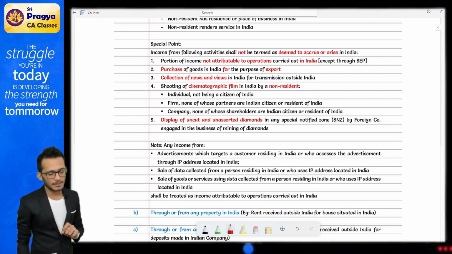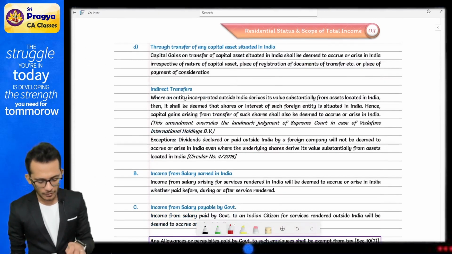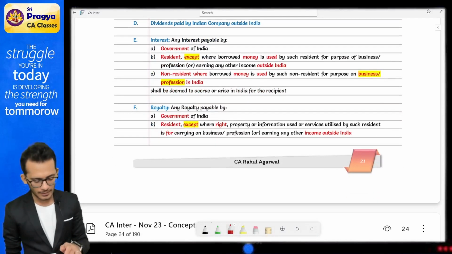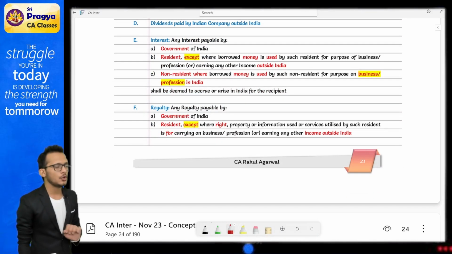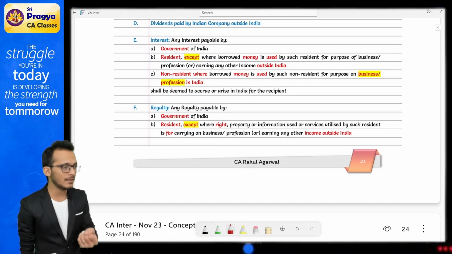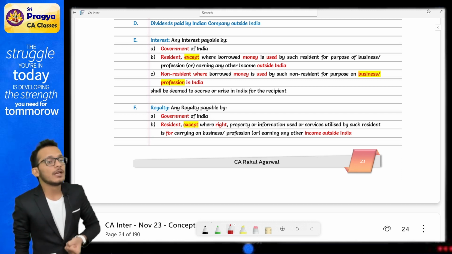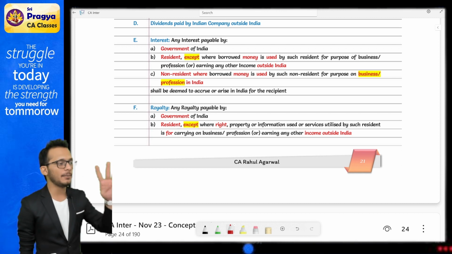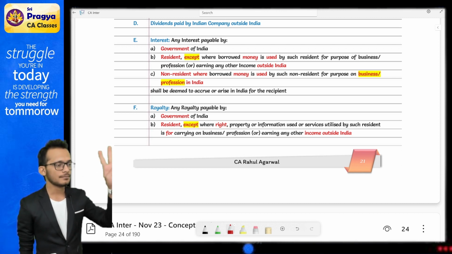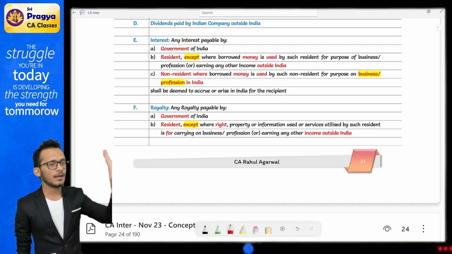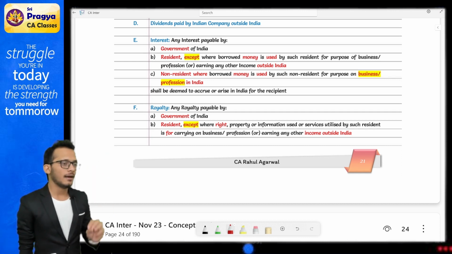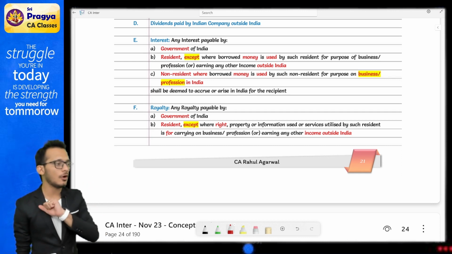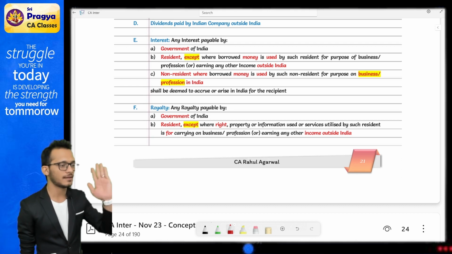Income tax comes and says that, boss, if you are receiving any of these 3, which is what? Interest, royalty or FTS, do not look from the perspective of who's getting the money, look from the perspective of who's paying the money. I am telling that, Rahul, the payment can happen by 3 people: government, resident, non-resident. Rahul, if the payment is happening from the government, it is always taxable in India for the non-resident.